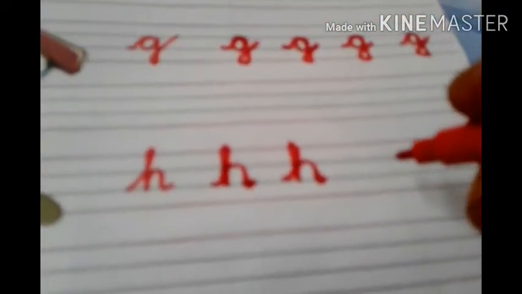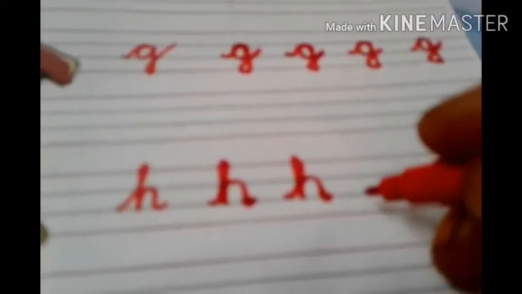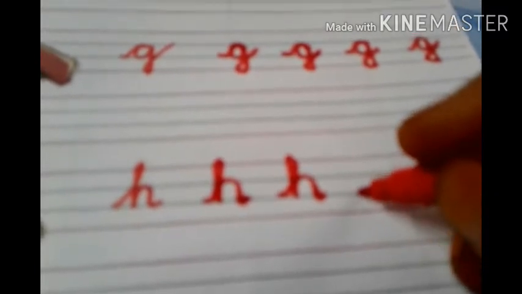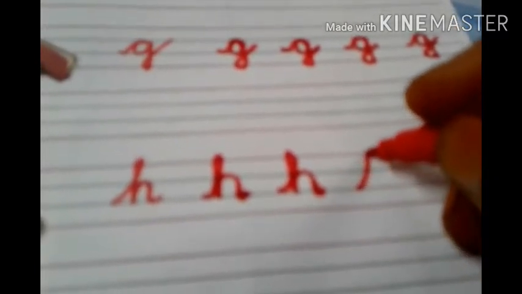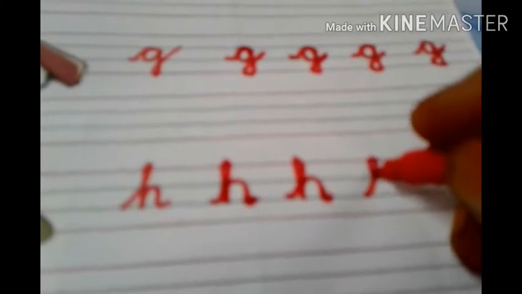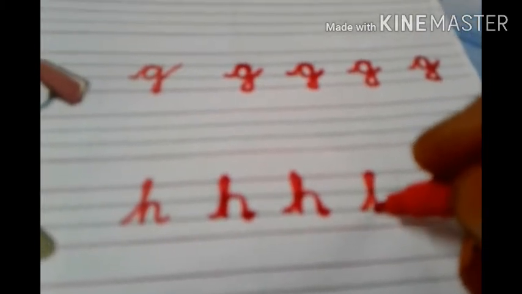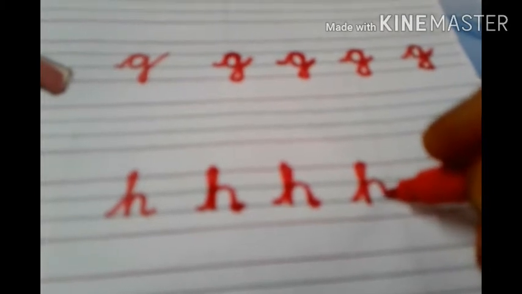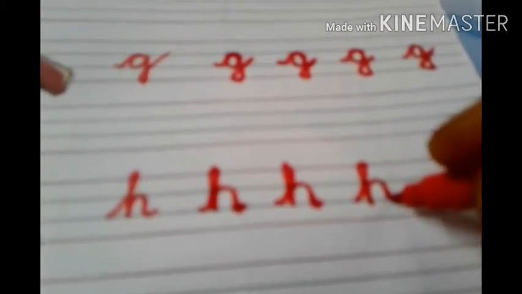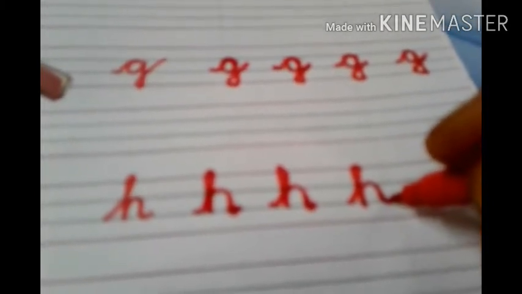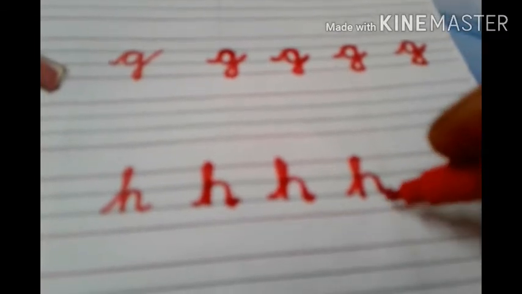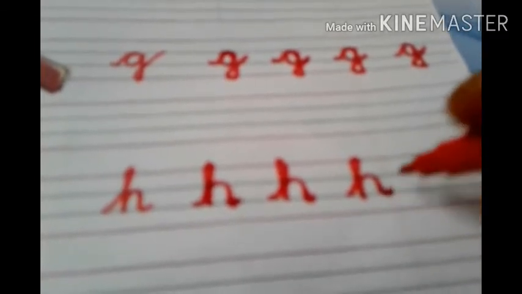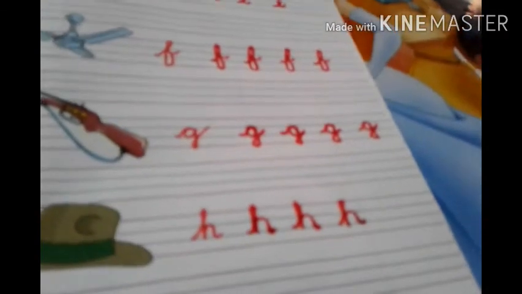Now once again you will see. Place a pencil on the third line. Go up to the top line. Touch the top line. Turn left. Come down to the third line. Go up to the second line. Make a small curve. Come down to the third line and make a small curve touching the third line. This makes letter H. H for hat.